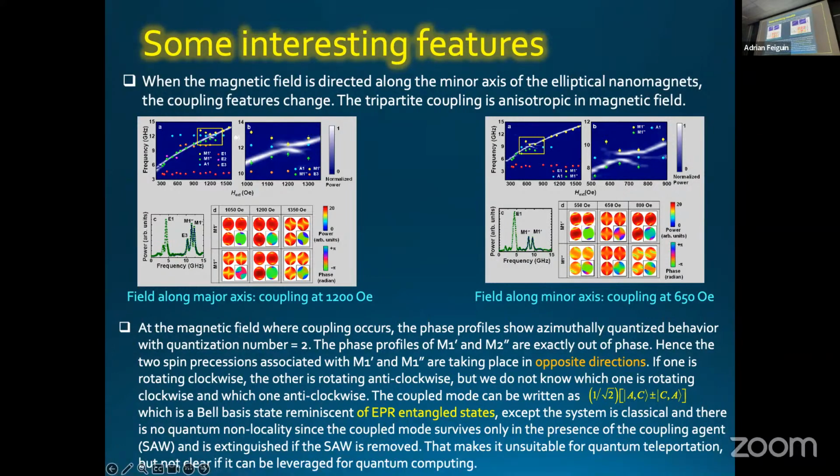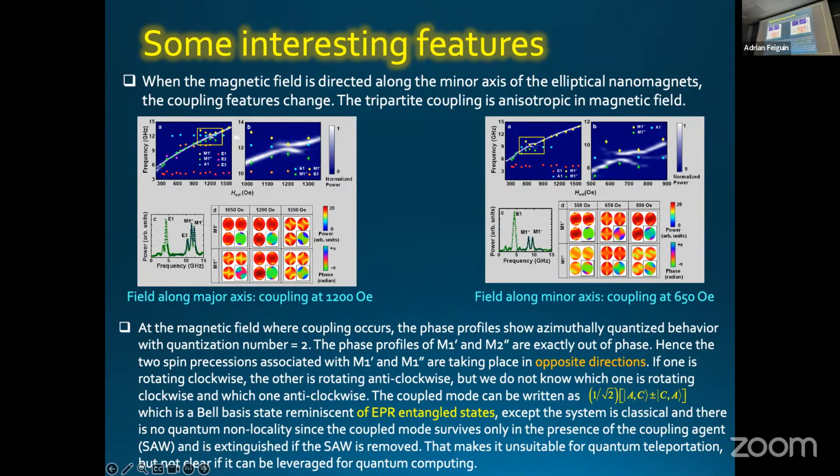That would be superfluous. So instead we show the phase in the 4th one. So you can see the phase. Okay. And the thing that you note is that the phase profiles at the point of coupling, so in this case at 1200 oersteds, and in that case 650 oersteds, the phase profiles are exactly out of phase.